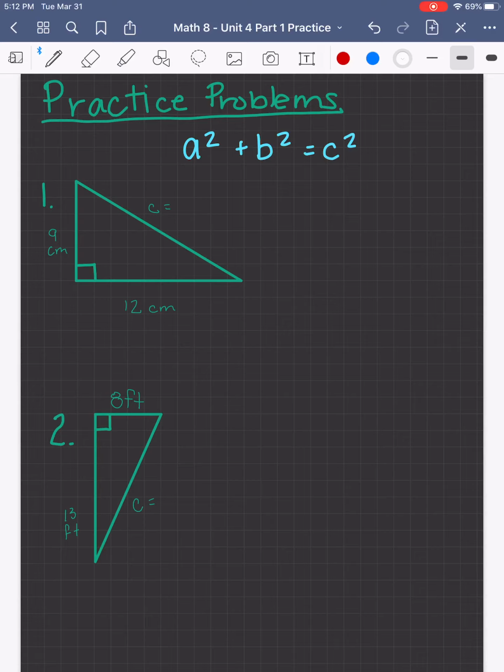All right, let's go ahead and do some practice problems. If you will go ahead and pause your video and sketch out, write down the problems, write down the sides that you're given. Don't forget those labels. And if you want to, go ahead and use the formula to solve for C. We're solving for C in these two problems right here. Go ahead and hit pause for now to do that. When you're done and ready to check your answers, hit play again.